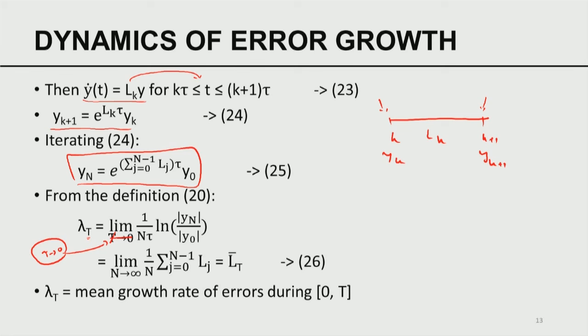So t is fixed, tau goes to 0. As tau goes to 0, n goes to infinity. N tau represents the total time capital T. So n tau is always capital T, please understand. N tau is capital T. So as tau goes to 0, n goes to infinity, but the product is fixed T.